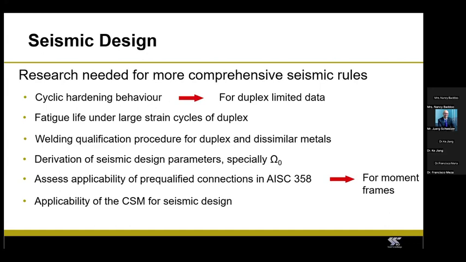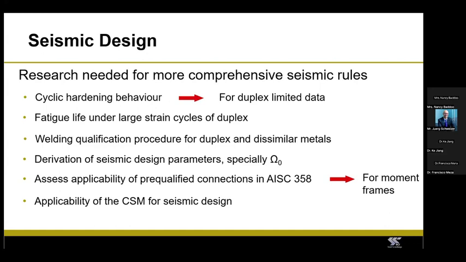The derivation of these parameters is likely to be based on numerical simulations involving nonlinear response history analysis for different types of structures. And again, when doing this type of analysis, it is always useful to compare the behavior of a stainless steel structure against the behavior of a carbon steel structure.